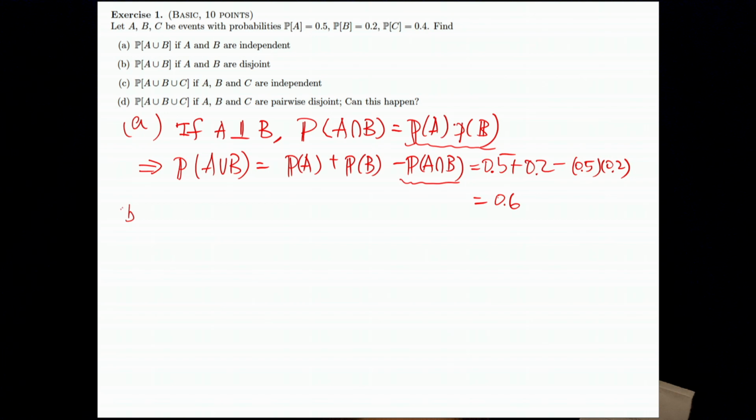Part B. If A and B are disjoint, which is mutually exclusive, then the probability of A union B just equals the probability of A plus the probability of B, since they are mutually exclusive, which is 0.7.